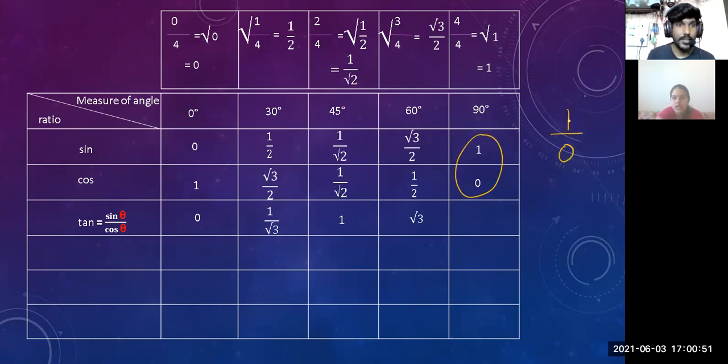Note one thing, no number can be divided by zero. So whenever such a thing comes, it does not become zero. You say not defined, because it is not possible. Anything divided by zero is not defined. Then how was 0 upon 1 zero? You're dividing it by 1, so there's a difference. 0 upon 1 means you're dividing 0 by 1, so that is 0. Note that 0 can come in the numerator, but not in the denominator. Whenever 0 comes in the denominator, it means it is not defined. There is a problem there. Clear up to here?